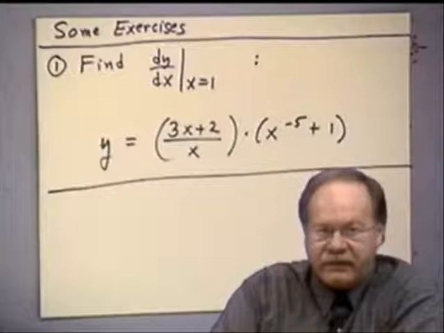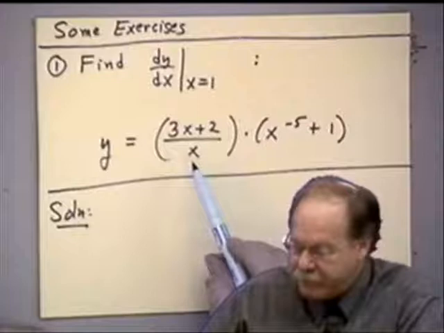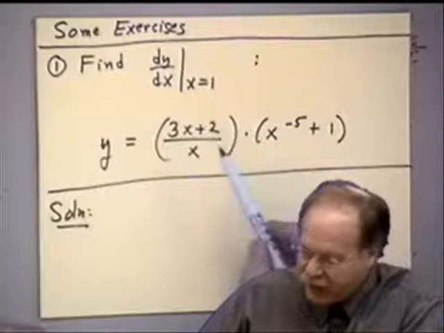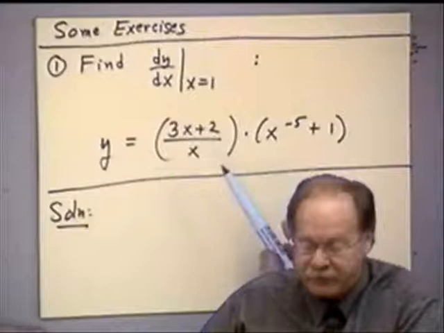Let's see how we might think about this problem as we start working on a solution. The first thing I notice is that I have a quotient here as this first expression multiplied by another expression. The first quotient, however, looks to me like something I could rewrite and not have a quotient, which would make it easier for me to deal with, and I could avoid the quotient rule entirely. So I'm going to go ahead and rewrite that.